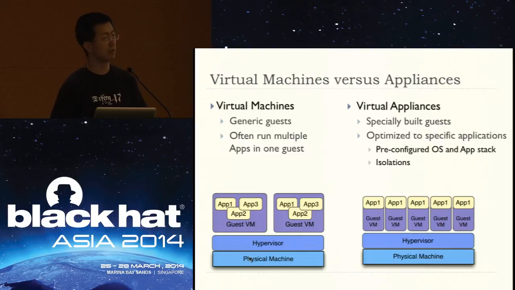Another possibility is that maybe you have an old piece of software. It's maybe running only on Windows 95. You don't want to run any other thing on top of it. So virtual appliances are a bunch of virtual machines that have been tailored to run specific applications.